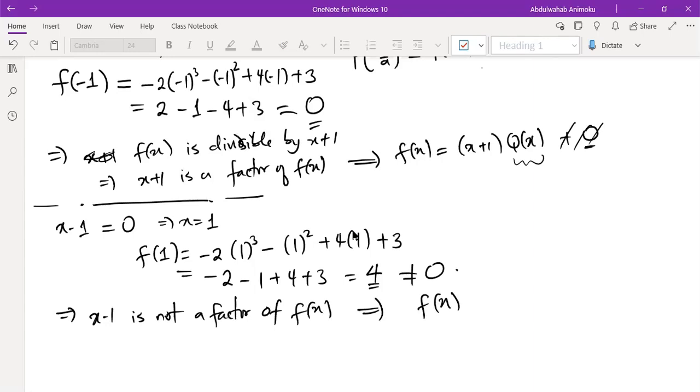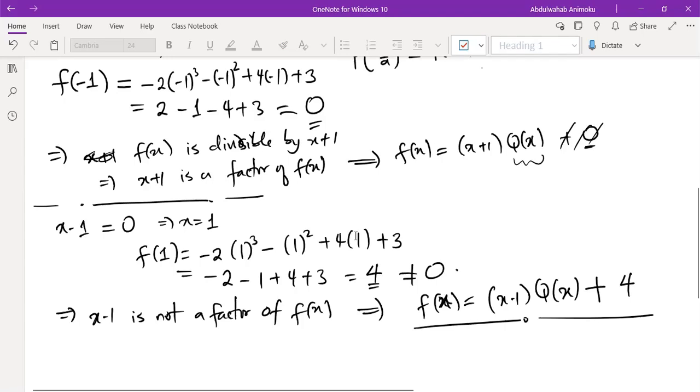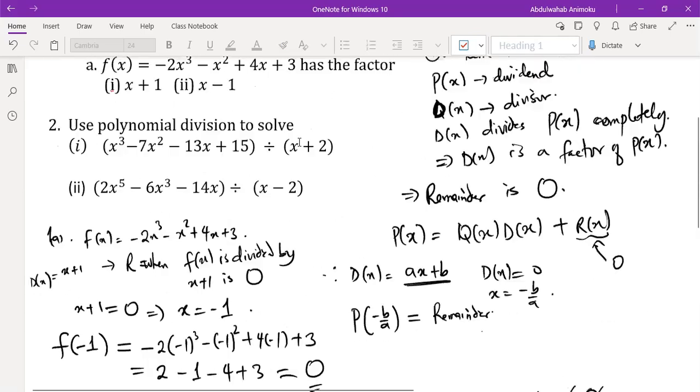And what does that mean again? It means that we can write f of x as x minus 1 times another polynomial q of x plus this remainder, which is actually 4. This is what it means. We can write this initial polynomial this way, right? So that makes sense. That's the solution to that particular problem.